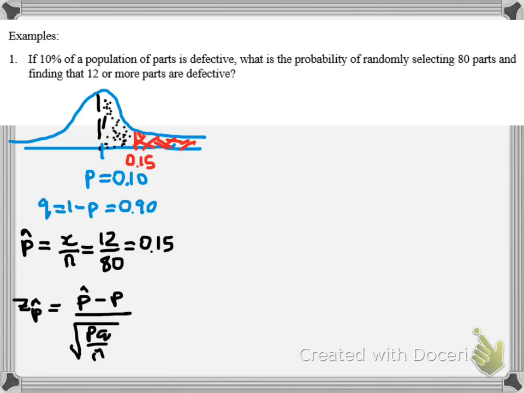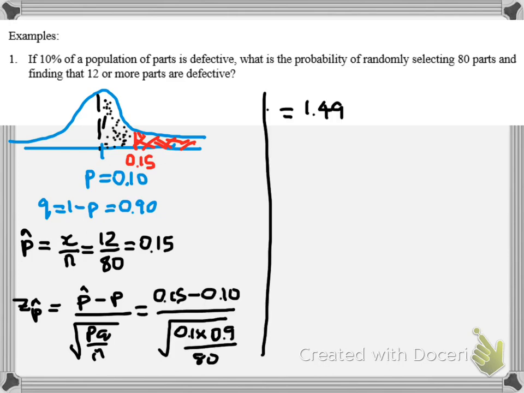So the corresponding Z score, when we standardize 15% for the proportion, using the formula that I showed you before, is what I have in here right now: P hat minus P divided by the square root of PQ over N. So if we substitute all the values that we obtained from the question, we know that P hat is 15%, P is 10%, Q is 90%, and N is 80. So if we substitute and calculate in our calculators, Z sub P hat will be 1.49 standard errors.